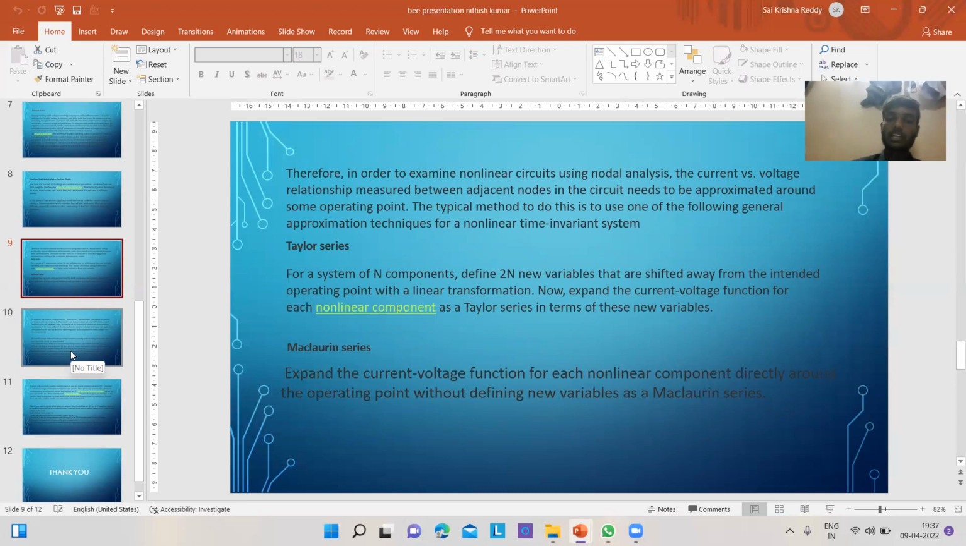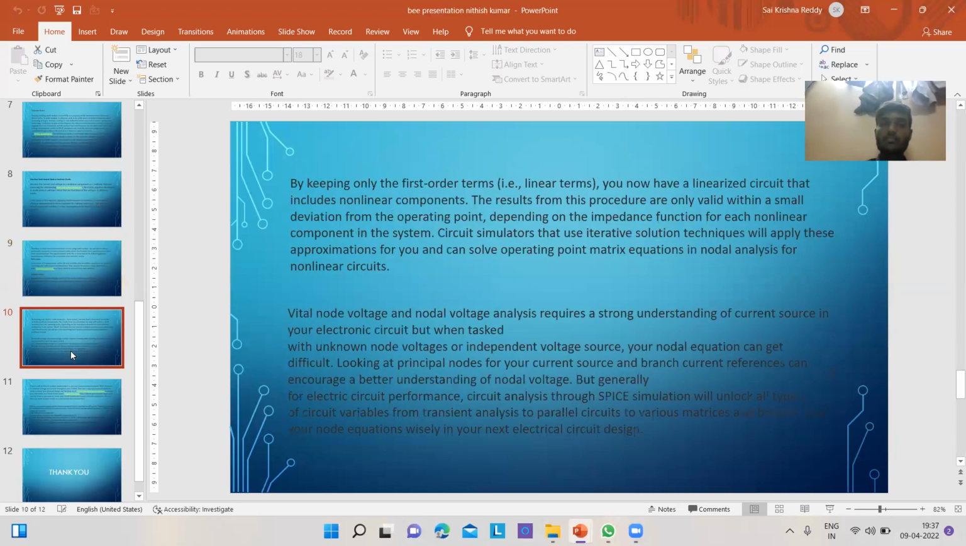Maclaurin series: expand the current voltage function for each nonlinear component directly around the operating point, without defining new variables, as a Maclaurin series. By keeping only the first order terms, you now have a linearized circuit that includes nonlinear components. The results from this procedure are only valid within a small deviation from the operating point, depending on the impedance function for each nonlinear component in a system. Circuit simulators that use iterative solution techniques will apply these approximations for you and can solve operating point matrix equations in nodal analysis for nonlinear circuits.